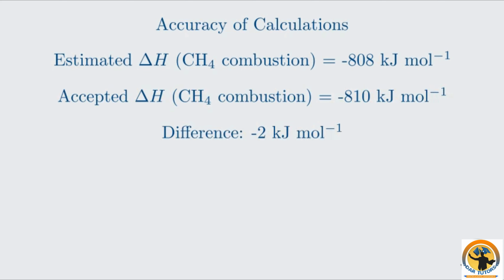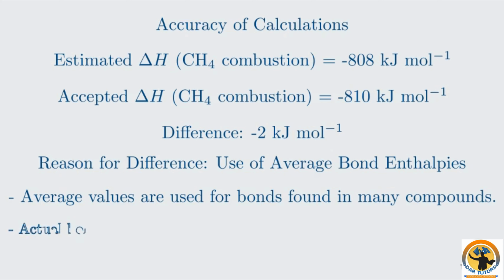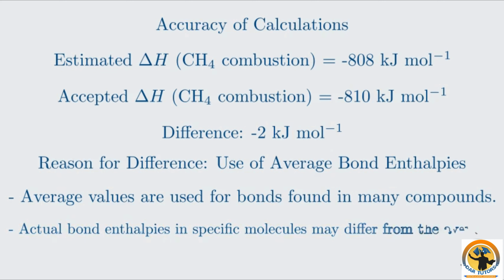Why is there this difference? The key is that we use average bond enthalpies. As we've discussed, the strength of a C-H bond, for instance, isn't exactly the same in every compound. The actual C-H bond strength in a methane molecule is likely slightly different from the average C-H bond strength. The bond enthalpies used are averages. The real bond enthalpies in the specific molecules involved in a reaction will likely vary from these average values. Because we are using an average, our calculation is an approximation.